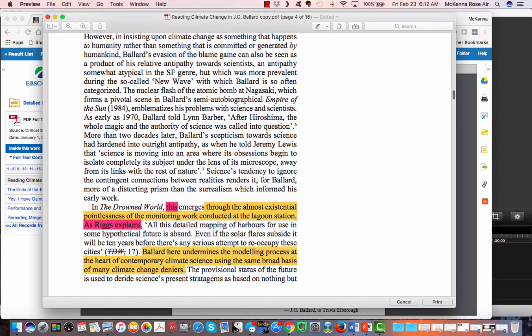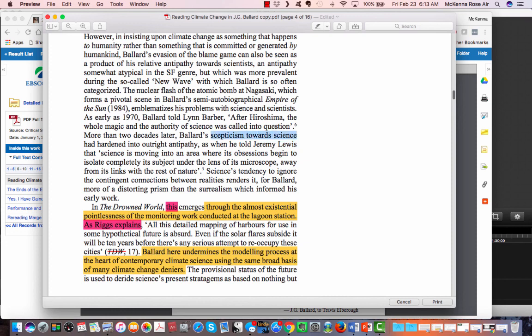Here in this topic sentence, the author argues, in the drowned world, this, emerges through the almost existential pointlessness of the monitoring work conducted at the lagoon station. All right, so what does he mean by this? Well, we have to go back up into the paragraph above and suss out what it is that he means. It would have been preferable, or I would ask you to do your best to be as clear as possible. So I think what he means is more than 2 decades later, Ballard's skepticism towards science.